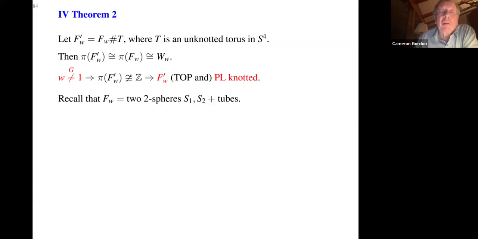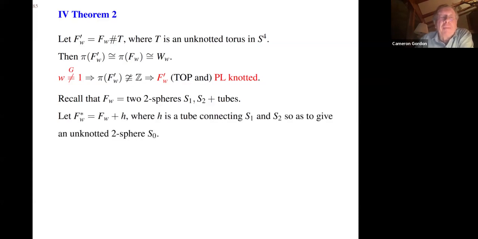Well, remember that F sub W, we got it from this Wirtinger presentation with two generators. So that means we took two spheres and we tubed them together. So we just had two spheres, S1 and S2, and a bunch of tubes. Now, if we let F_W star be F_W, we add a tube connecting S1 and S2 so as to give an unknotted two-sphere S0. So obviously we can add a tube to do that. And let's call the result F_W star.